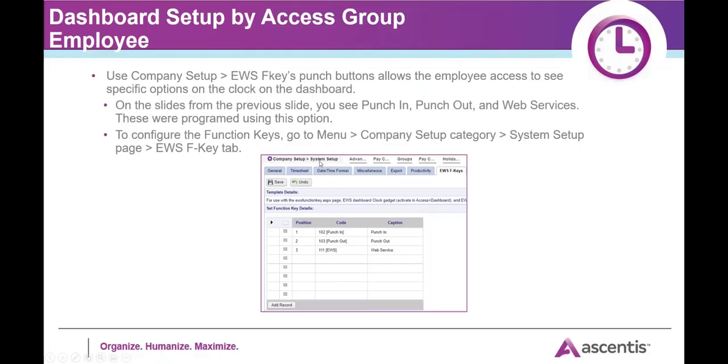So under the company setup system setup page, there is a specific tab called EWS key, which is function key. And this allows you then to customize the captions that show up on that clock. It can also customize a specific link into your employee database if your employees are using that direct link into the timekeeping system. So this will specify a punch in button, a punch out button, and in this case also give them access to the web services, which they're already in by the time they get to that clock.